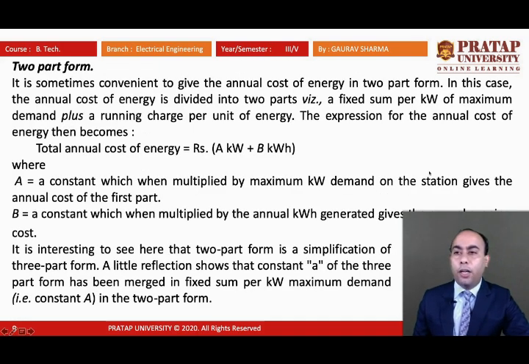A two-part form: it is sometimes convenient to give the annual cost of energy in two parts. In this case, the annual cost of energy is divided into a fixed sum plus a kilowatt of maximum demand, plus a running charge per unit of energy. So the expression for this is A kilowatt plus B kilowatt-hour, where A is equal to a constant which, when multiplied by the maximum kilowatt demand on the station, gives the annual cost of the first part, and B is equal to a constant which, when multiplied by the annual kilowatt-hours generated, gives the annual running cost.